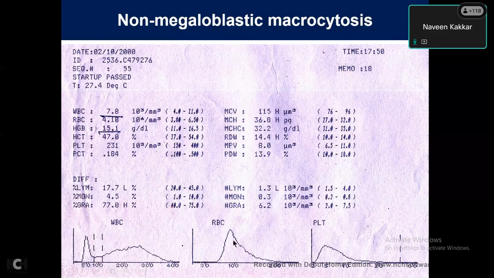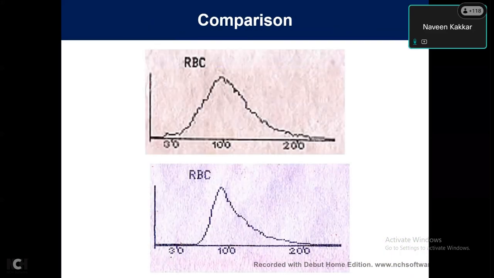Look at your histogram, the width beyond 100, enough, 40% is beyond that. Again, when you compare these two, look at the width on the megaloblastic anemia, look at the width on non-megaloblastic. That's why the RDW is normal.